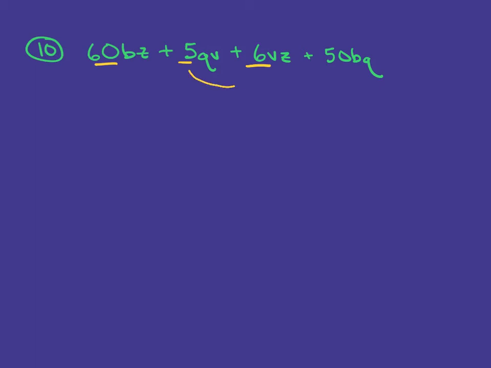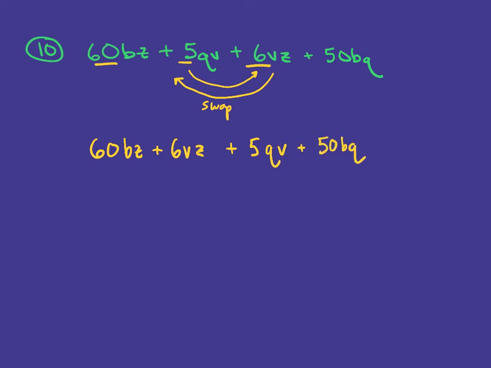So in some cases, you'll want to swap these middle ones, especially if in the first pair there's not anything that you can factor out of the two of them. If we go ahead and swap those, 60bz, and then we make this plus 6bz plus 5qv plus 50bq. We've only swapped the two middle terms. This will factor out much nicer. So if we group those first two, group the second two, and then factor them, here we can take out a 6 and a z out of the first pair.